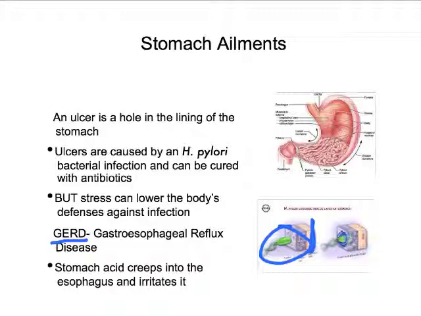And one of the reasons why some people can get heartburn is that the sphincter up here, the cardiac sphincter between the esophagus and the stomach, doesn't close all the way or is loosened for some reason, and so the stomach acid can leak up into the esophagus.